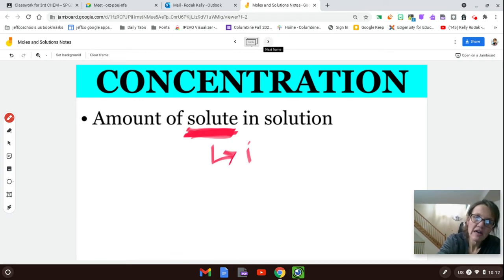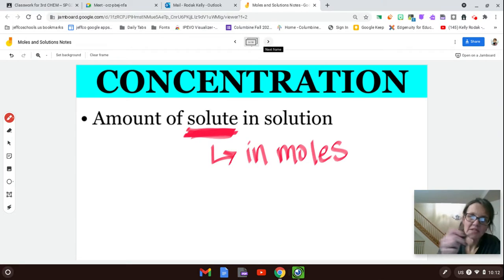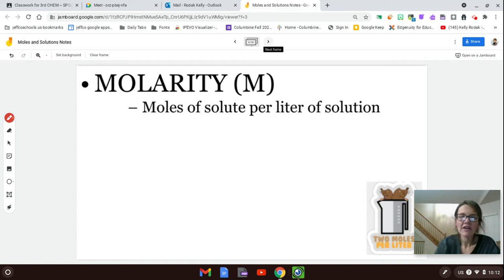Now, there are several ways to describe solution. For example, there's something called percent solution. We're not worried about that. It's measured in grams. And there's also something called molality, which possibly we will get to towards the end of the semester when we talk about more solutions in general. But what we are worried about and what I want you to know about today is something called molarity. Okay, so molarity, first of all, is represented with a capital M. And what molarity tells us is the number of moles of solute per liter of solution.